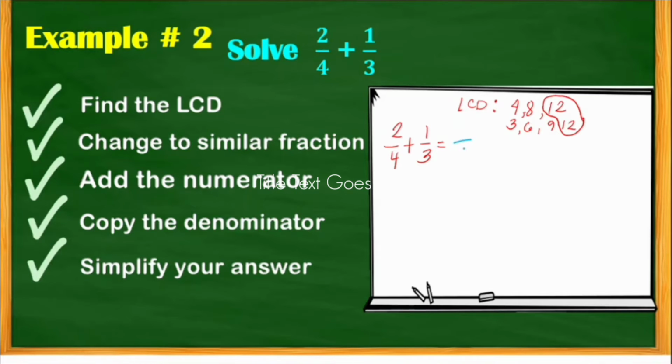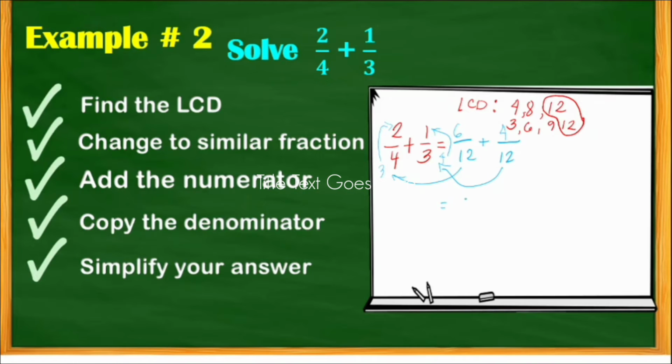So we have a denominator of 12 plus a denominator of 12. Okay, so change to similar fractions. 12 divided by 4, the answer would be 3. And then 3 multiplied by 2, the answer would be 6. And then 12 divided by 3, the answer is 4. And 4 multiplied by 1, the answer is 4.